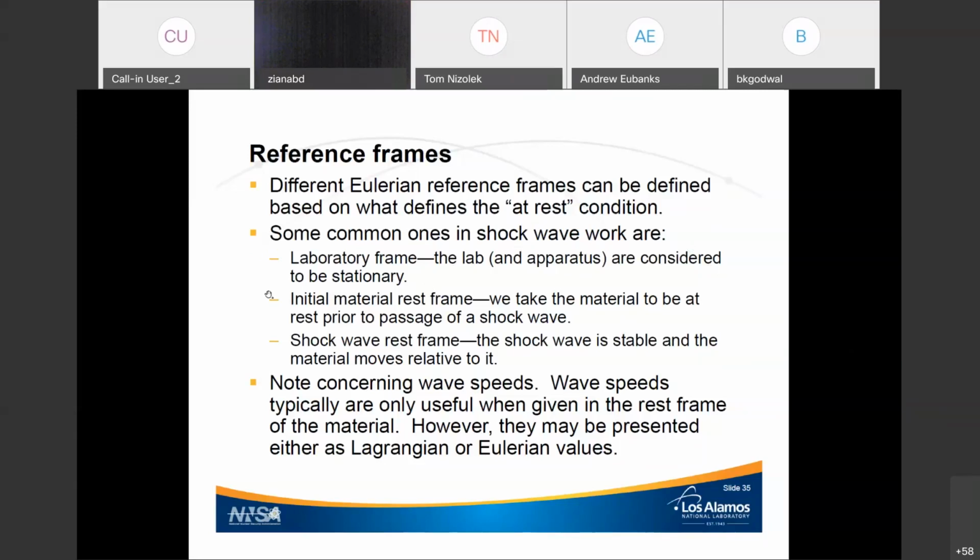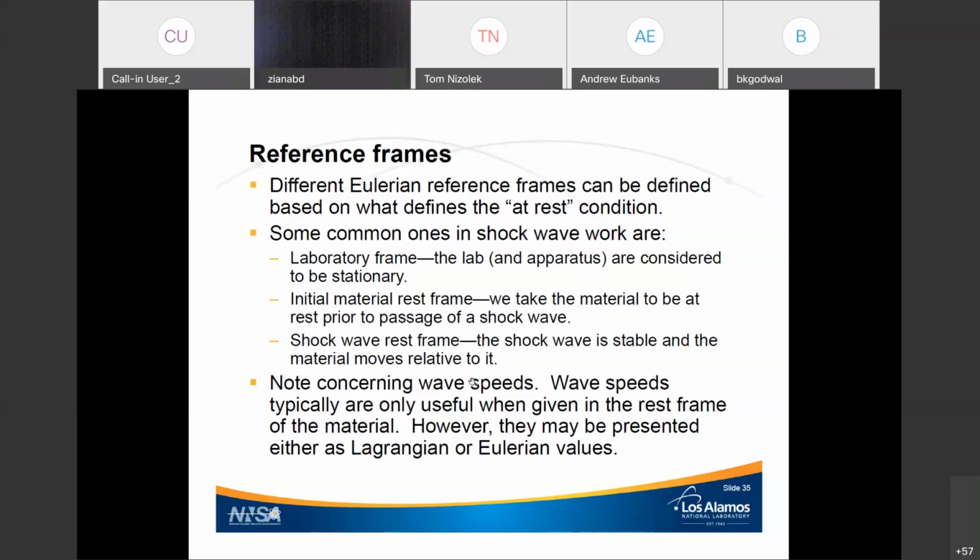Another common reference frame is the initial material rest frame. So the material before the shock wave gets there is considered to be at rest. And finally, as I introduced early on, the idea that the shock wave itself is at rest, so that the material is moving relative to the shock wave, but the shock wave itself is not moving.